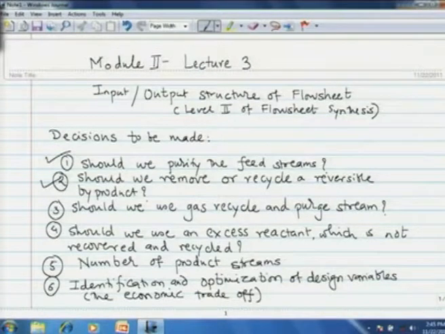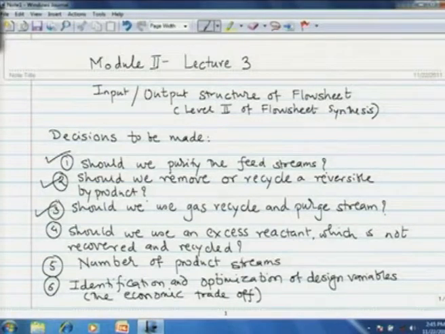Rarely there will be a process with only a single product. There will always be several side reactions taking place, giving rise to several unwanted byproducts. Now, if some of these byproducts are formed through reversible reactions, we have to decide whether we have to remove these byproducts or recycle. Then the third decision is about gas recycle and purge.